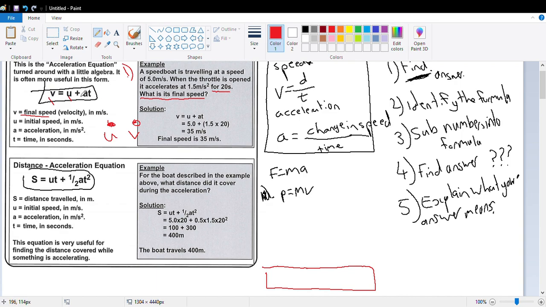To use this formula to find the final speed, I need to know how fast I was going when I started, 5, and then at what rate my speed is increasing, 1.5, and it keeps accelerating for 20 seconds. Because I'm finding the final speed, I'm trying to find v, and my units for v are meters per second. Step 2, what formula do we use to find v? This one. So I draw a little box and I put the formula in that box.